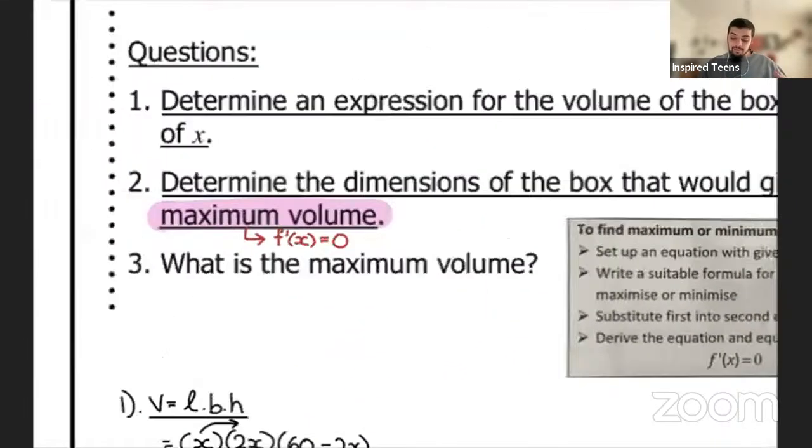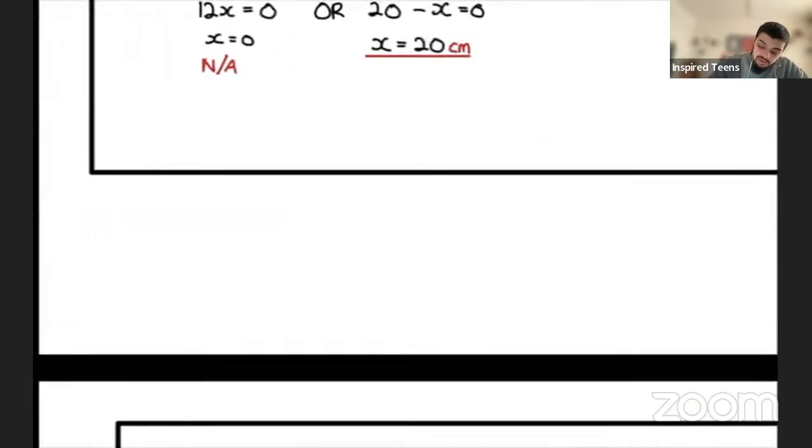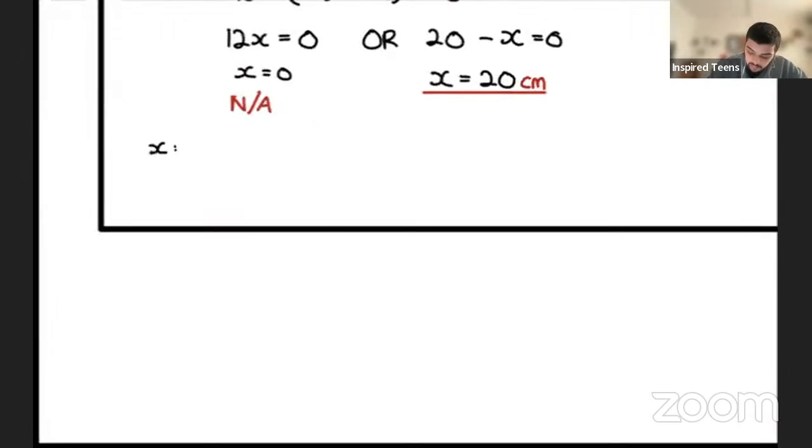They say determine the dimensions of the box, so these are the dimensions of the box. The dimensions would be first x, which is just 20 centimeters, 2x, which is 40 centimeters, and 60 minus 2x, which is 60 minus 40, which is 20. Is it 20?